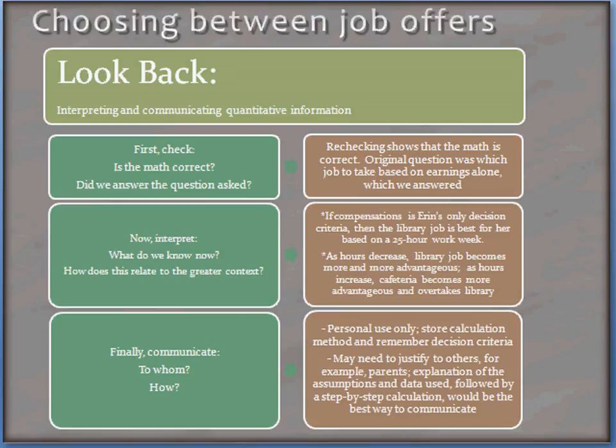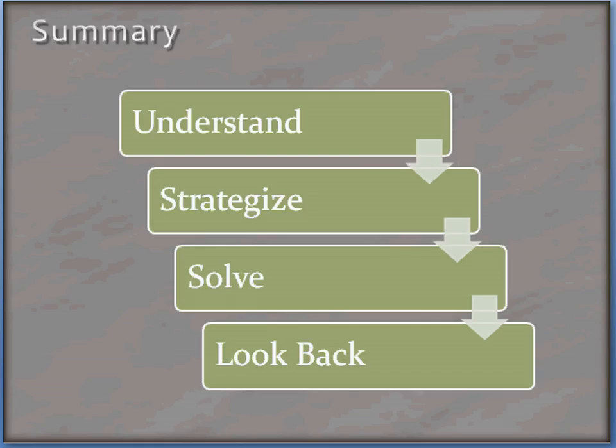Finally, we'd communicate this information. To whom would we communicate it and how? For the most part, this is a personal decision for personal use, but it should be recorded, including both the calculation method and the decision criteria that were used, namely the overall earnings. The decision may also need to be justified to others, for example, to Erin's parents, in which case an explanation of the assumptions and data used, followed by a step-by-step calculation, would be the best way to communicate.